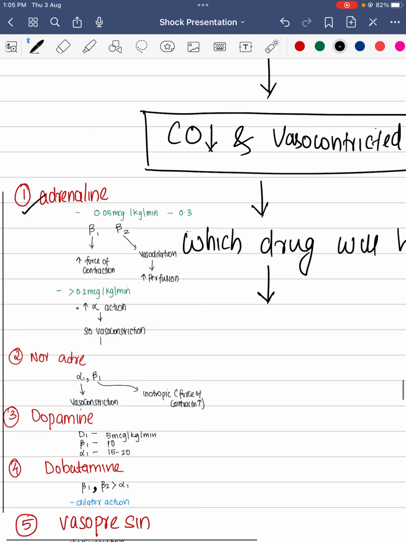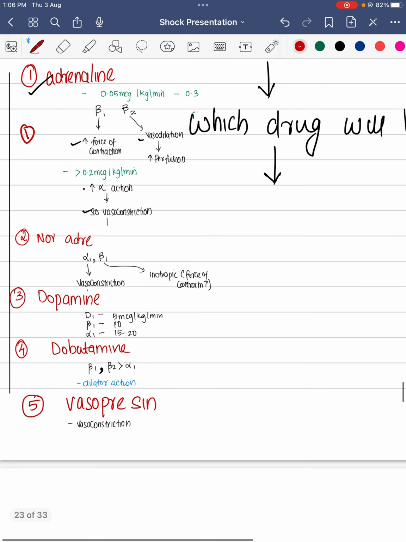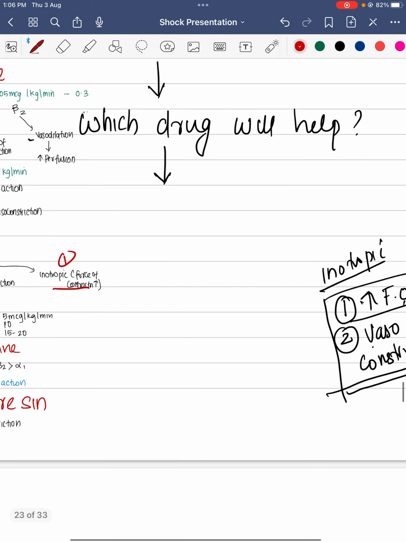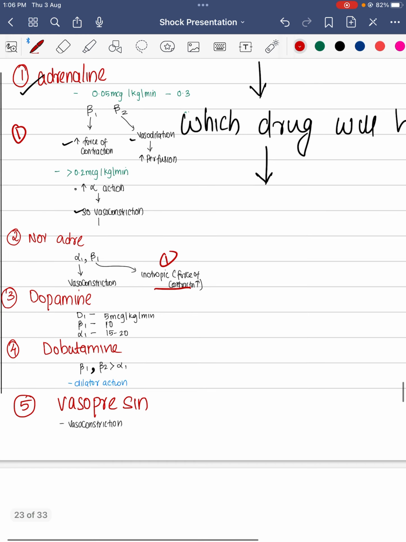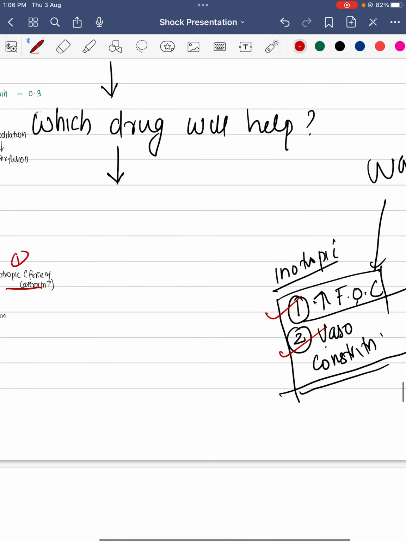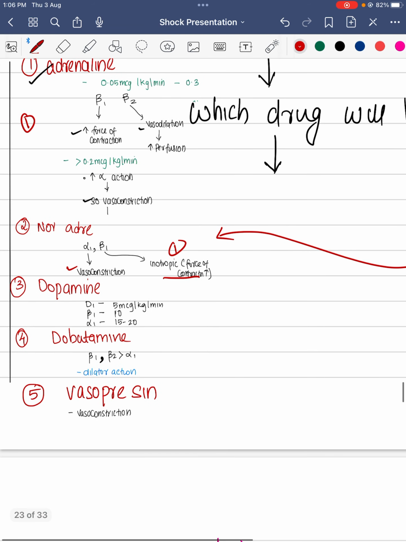See, adrenaline, force of contraction is there, but in a lower dose it's vasodilator. In higher dose only it will be vasoconstrictor. So adrenaline you can keep in your mind, we can use, but dose dependent. Number 2, noradrenaline, increased force of contraction is there, so that part is done. Next one, vasoconstrictor, yes, it is a good vasoconstrictor, this one also. So best drug is noradrenaline.